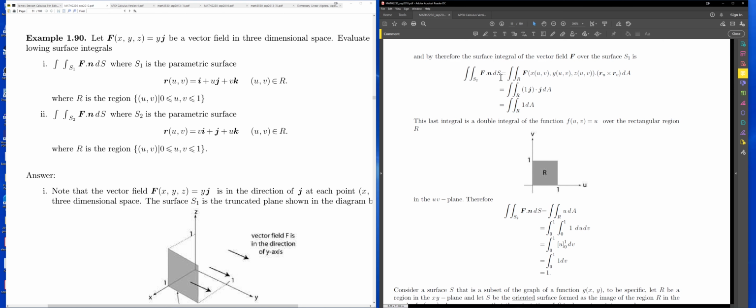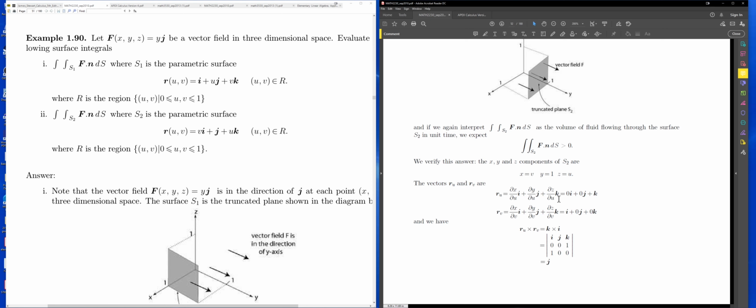So this definition here means that the x, y, and z are replaced by the component functions. X is equal to v, y is equal to 1, z is equal to u. So what I need to do now is replace the x, y, and z in my vector field by these component functions.